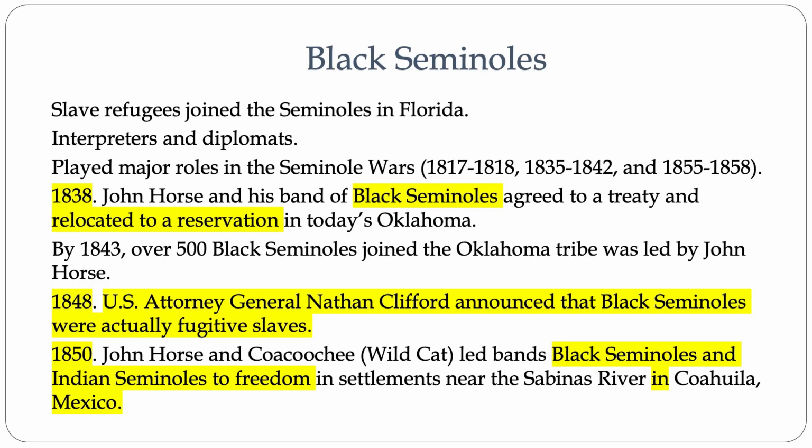Black Seminoles, the whole tribe relocated to Mexico. In 1838, the tribe signed a treaty with the US government and relocated to a reservation, just to be betrayed 10 years later, in 1848, by the US Attorney General, who declared that they were actually fugitive slaves, meaning you can hunt them down, capture them, and sell them. And so the whole tribe migrated.